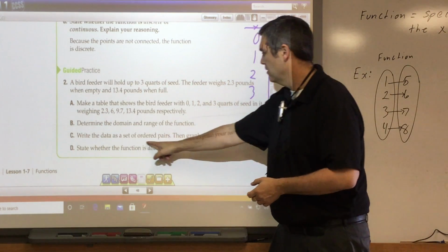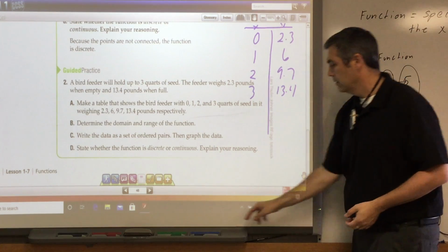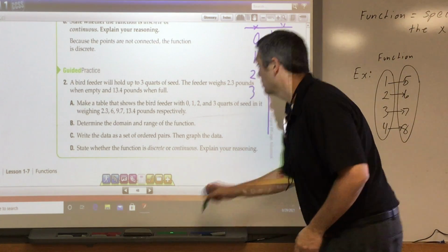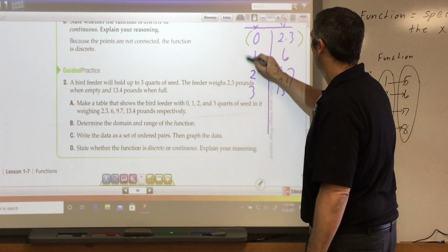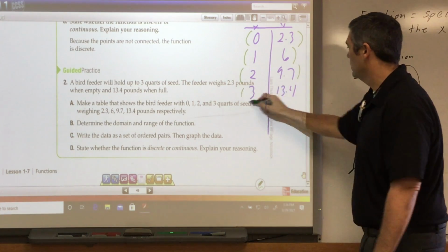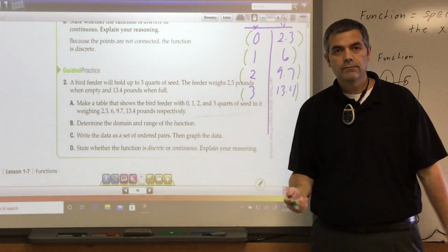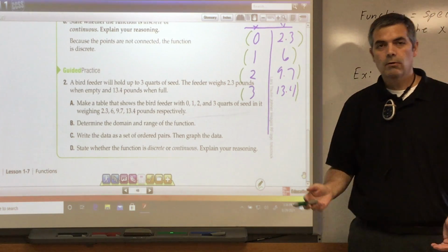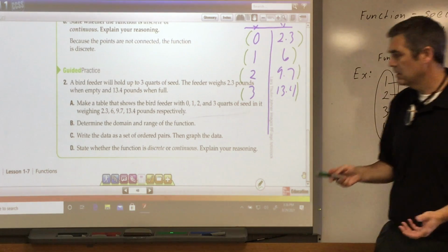Write the data as a set of ordered pairs. Well, we did that, right? These are ordered pairs. Here, here, here, here, here, here, here, and here. And now you could list it out if you'd like. You could map it, you could graph it, you could do all these different types of things.